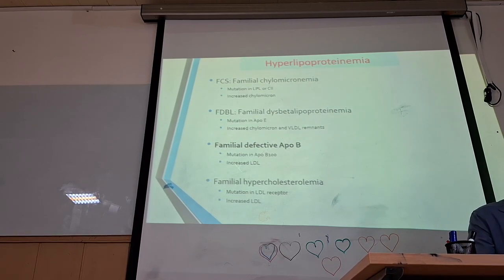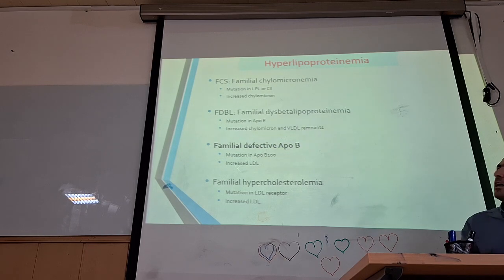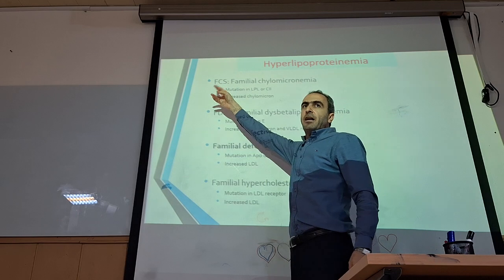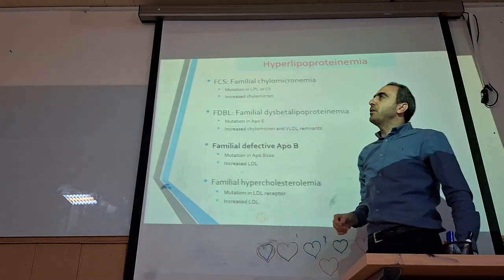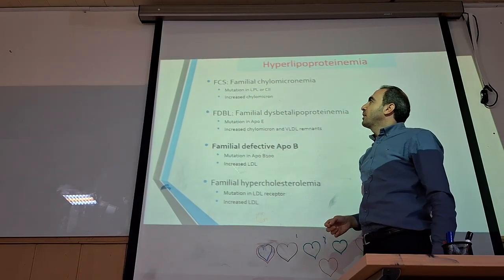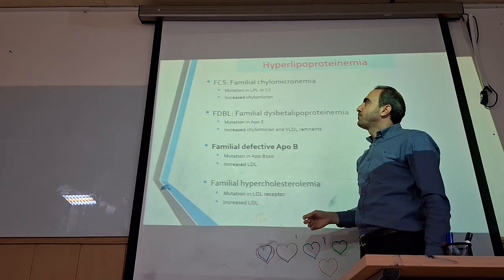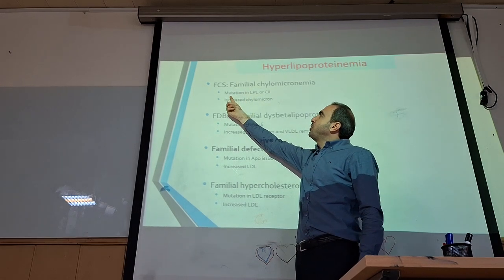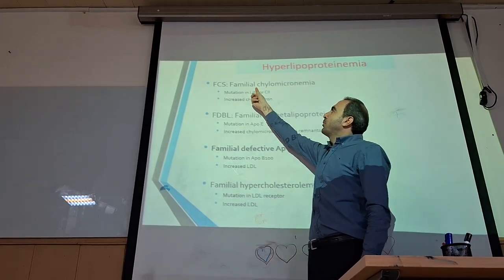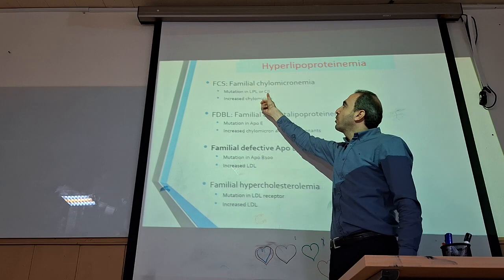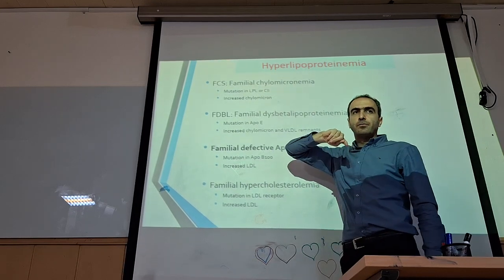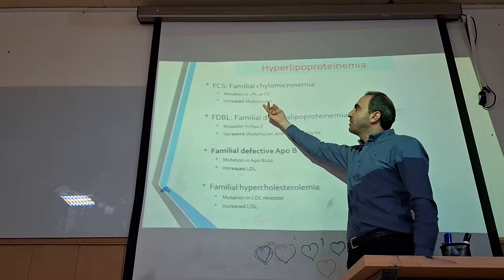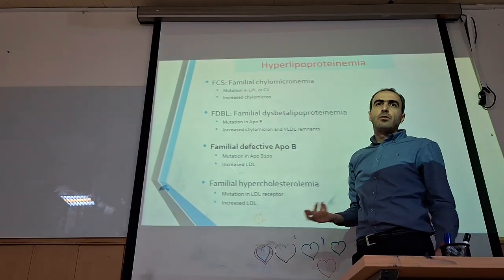One of these classes is known as familial chylomicronemia or FCS, familial hyperlipoproteinemia type 1. It can occur due to a mutation in lipoprotein lipase itself or ApoC2. What is the output? The output is an increase in chylomicrons, because they don't get digested.